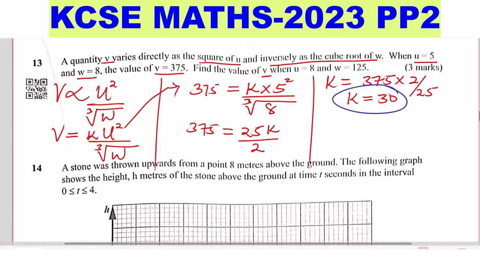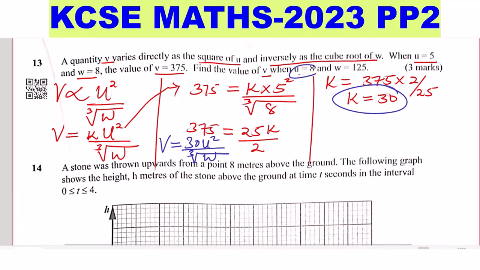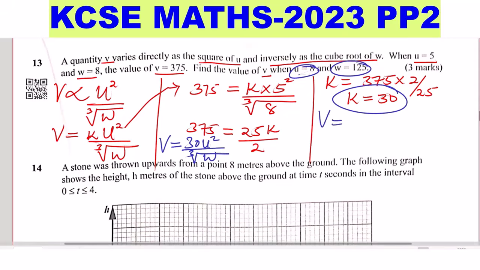Now you can write the whole formula. V is equal to k, which is 30, u squared divided by the cube root of w. So the question is, find v when u is equal to 8 and w is equal to 125. So v is given by k, which is 30.